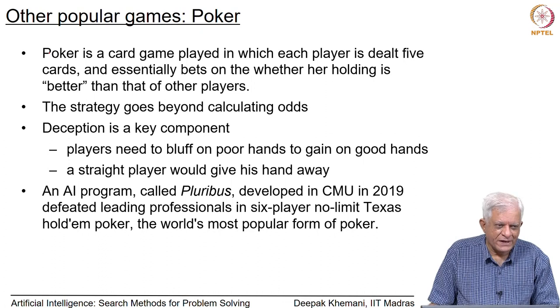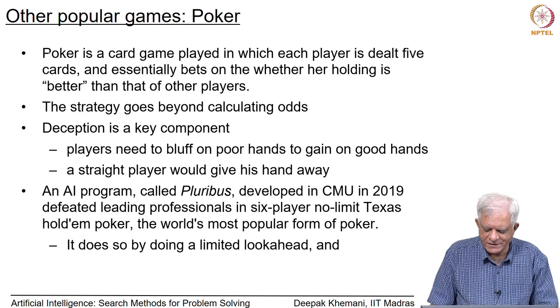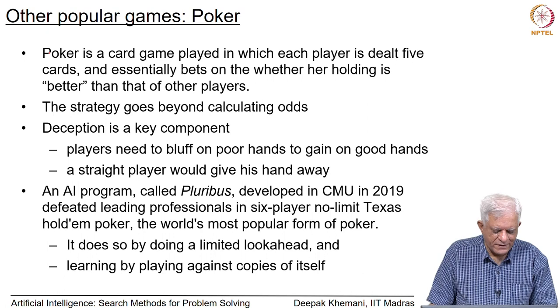Now, an AI program called Pluribus was written in this year, 2019, at CMU in collaboration with Facebook, and it defeated a team of opponents in six player no limit Texas Hold'em, which is the world's most popular form of poker.